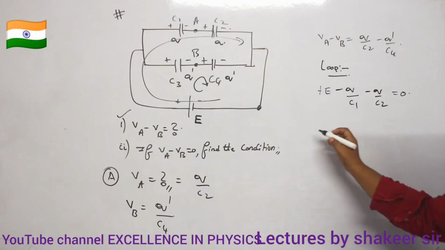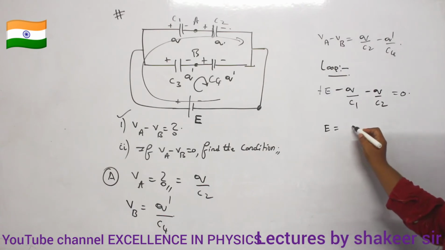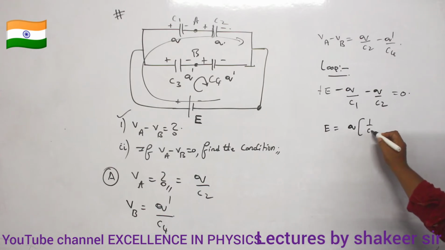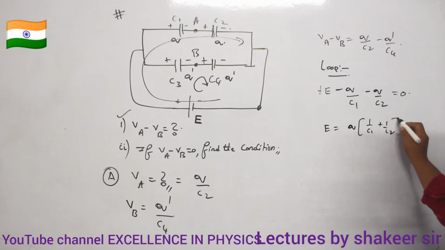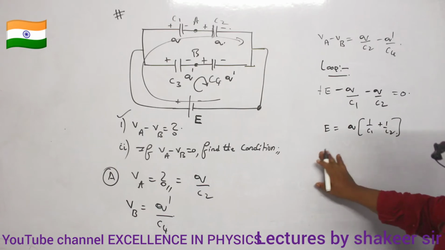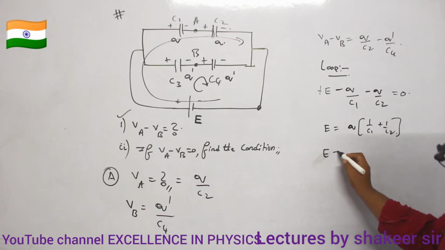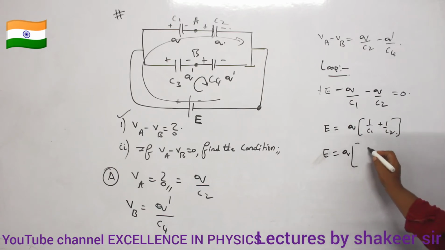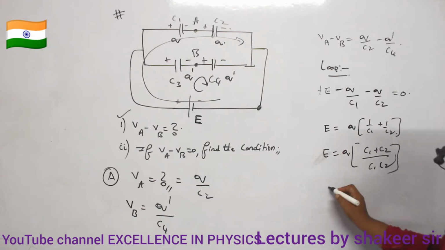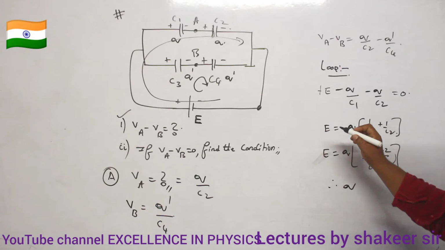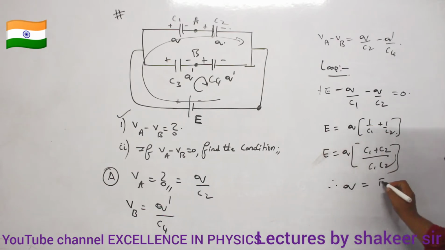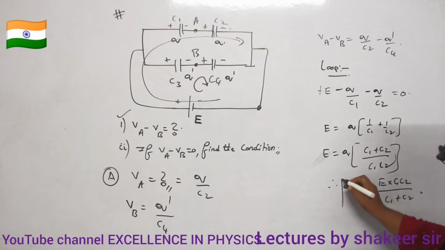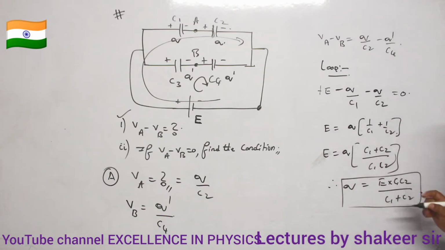Therefore the E value is Q, if I take it common, 1 by C1 plus 1 by C2. If I simplify further, E is equal to Q into C1 plus C2 divided by C1 into C2. Therefore Q is equal to E into C1 C2 divided by C1 plus C2. So I got the Q value. Make a note up to here.